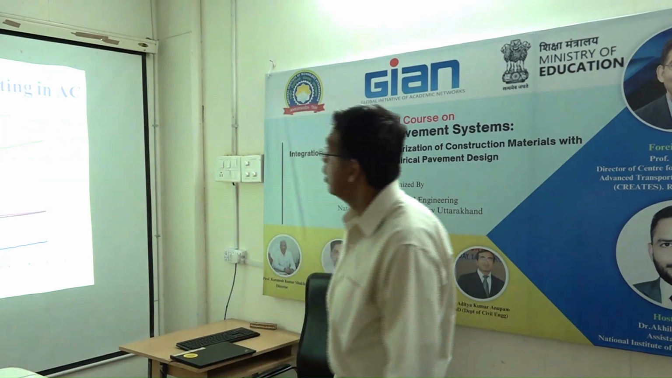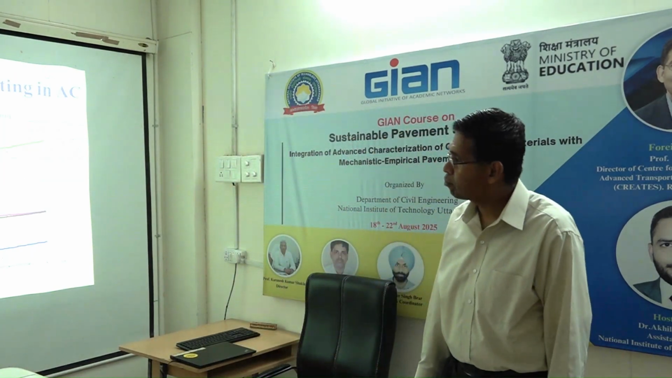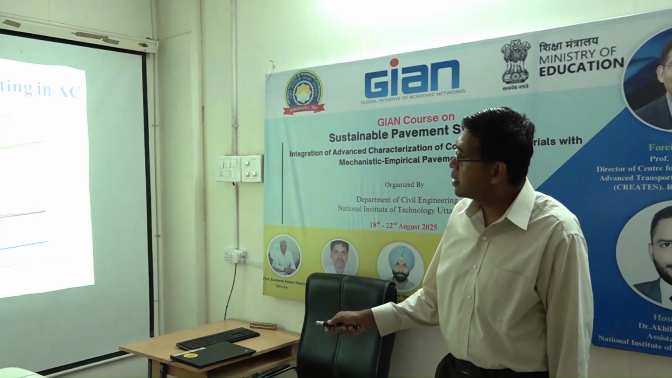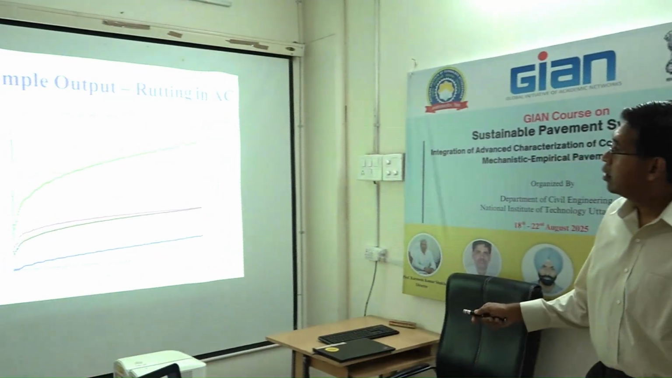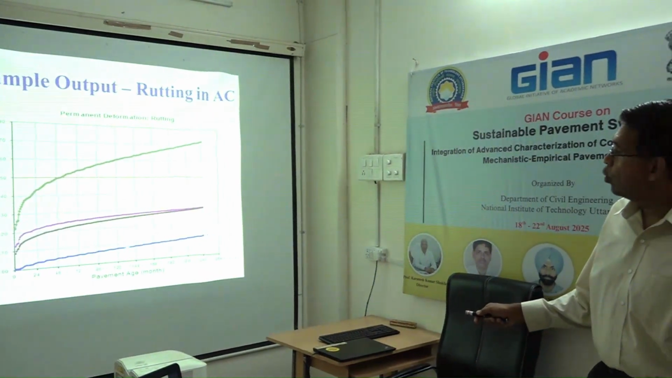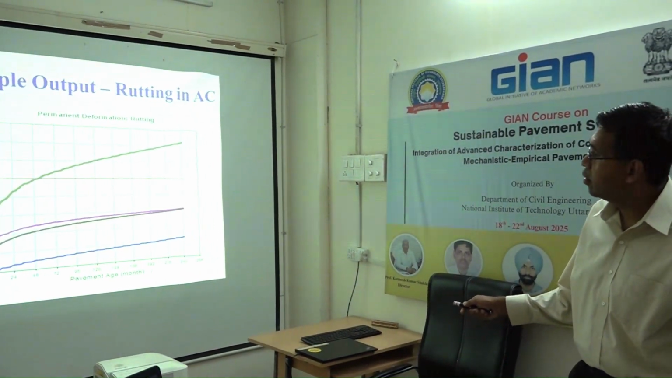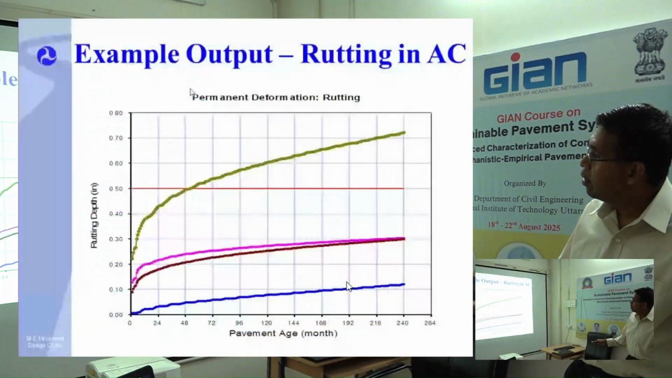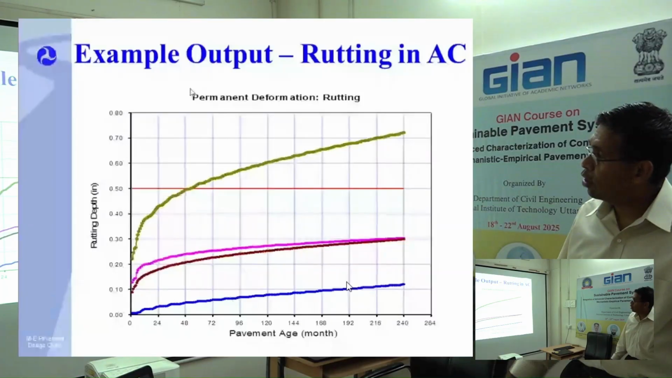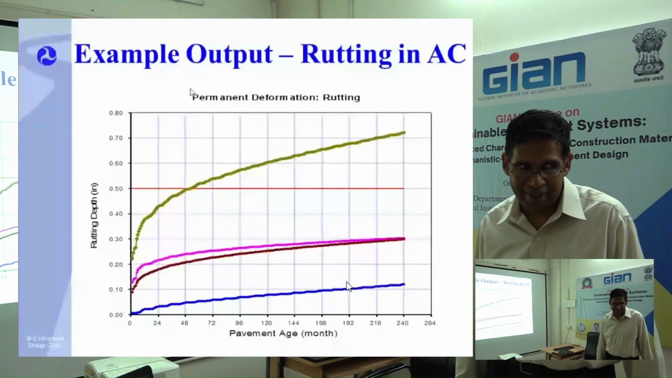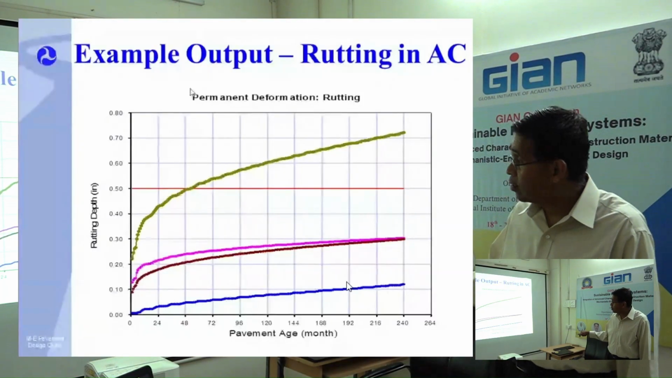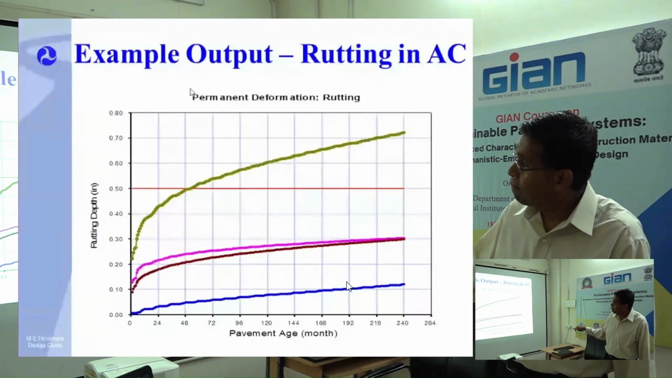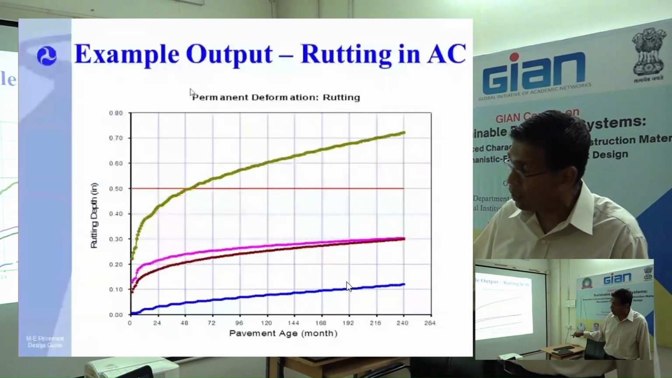Next one. Rutting. You are looking at each of these shapes here. Can you guess, looking from this, which one is asphalt, which one is base, which one is subgrade? These are independent ones. Each is one layer, and the top one is total. The top one is a summation of these three.